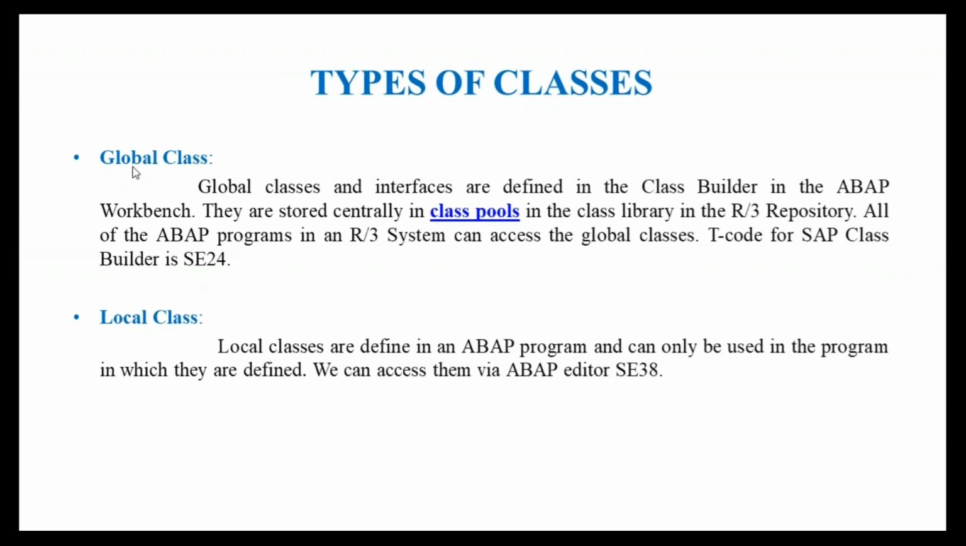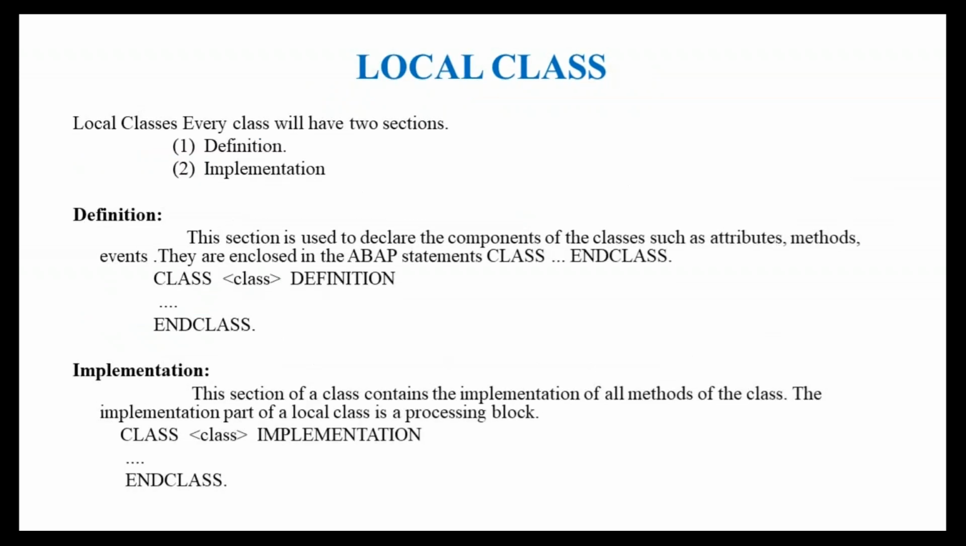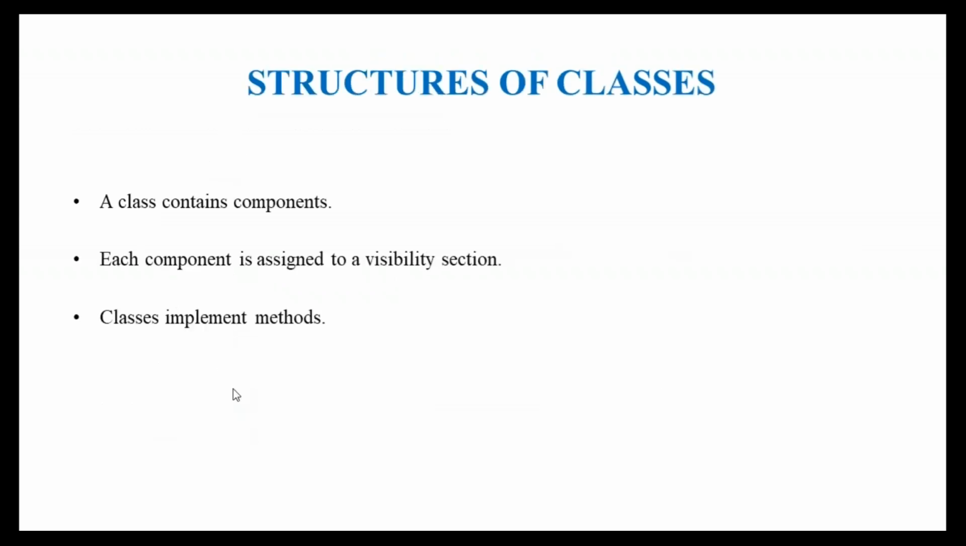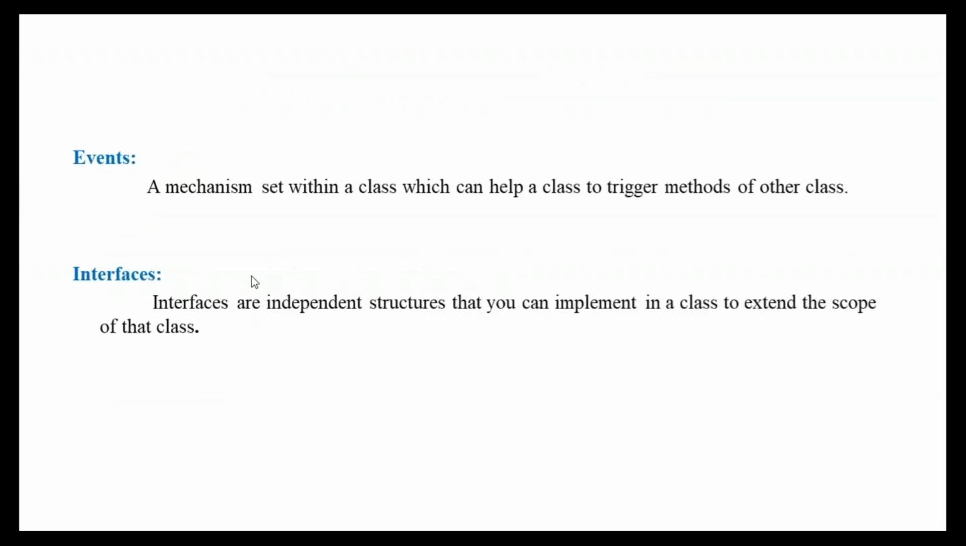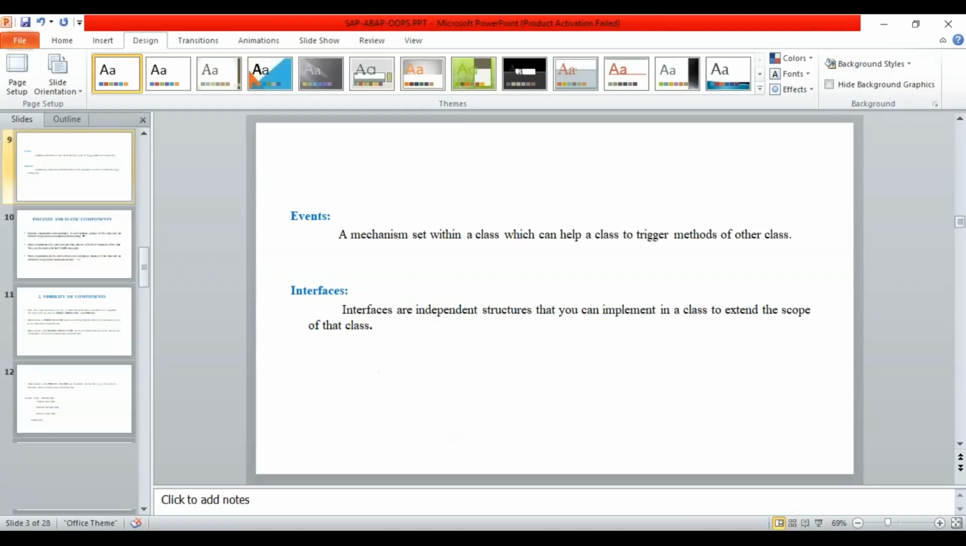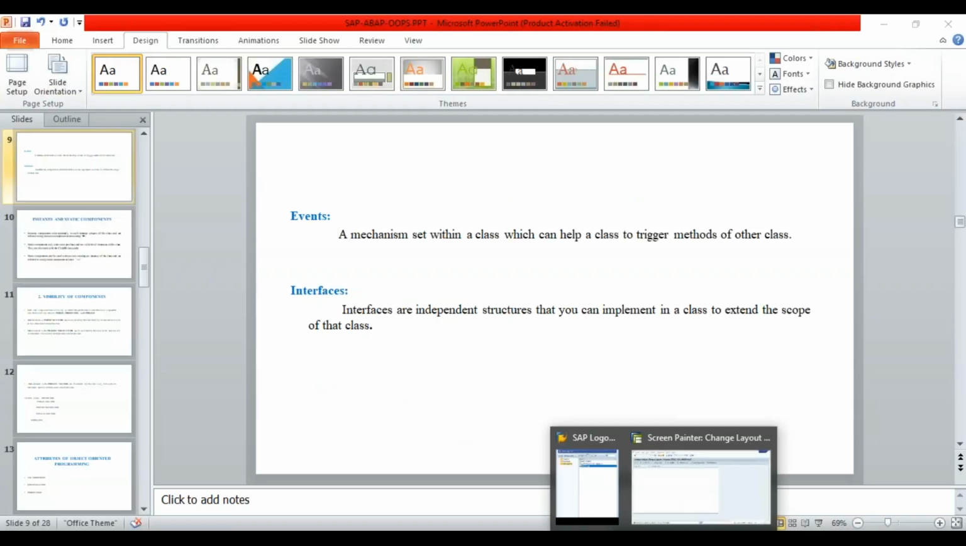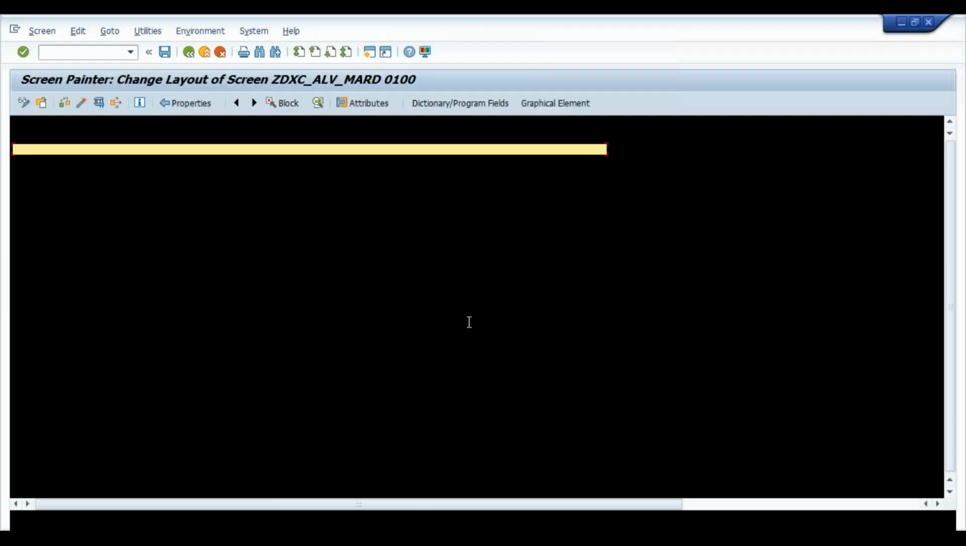So we'll be creating global classes and local classes. Local classes we will do in the SE38 transaction, in the program itself, which we'll be doing now, and SE24 is where we create the global classes. So we have this definition, and this is the implementation. Structure of classes, components of a class: what will be there in the classes? We'll have attributes, methods, events, and interfaces also. So what we'll do is just do a simple program, understand, and then come back to this.